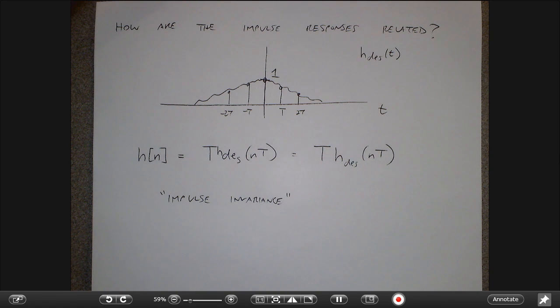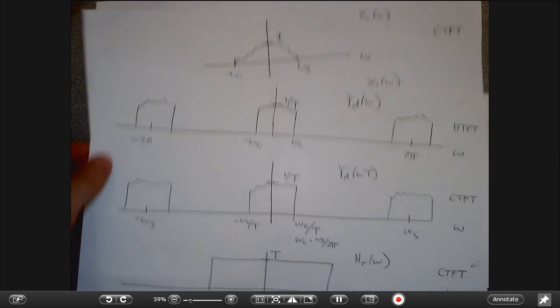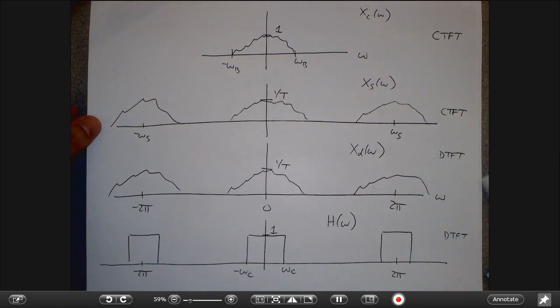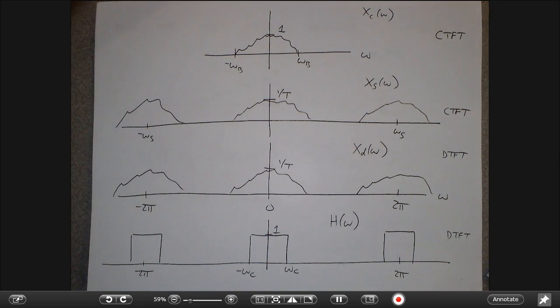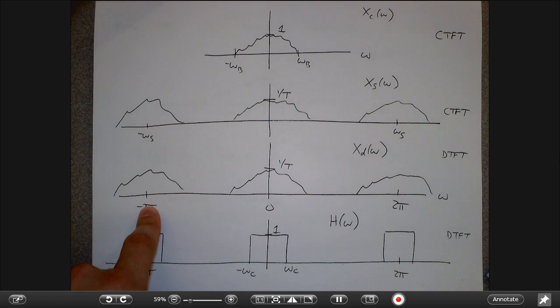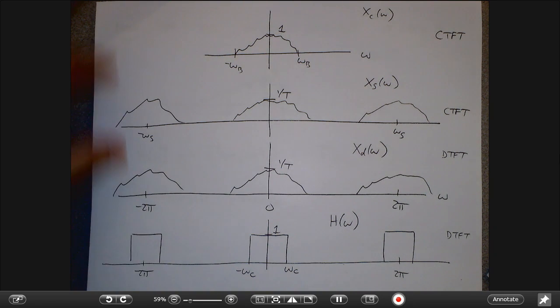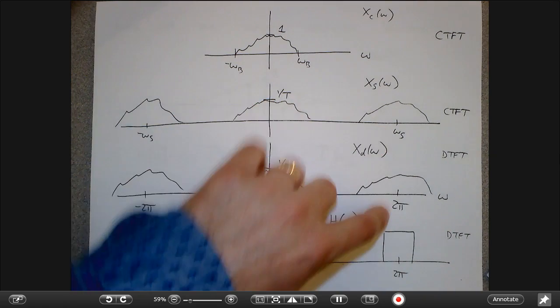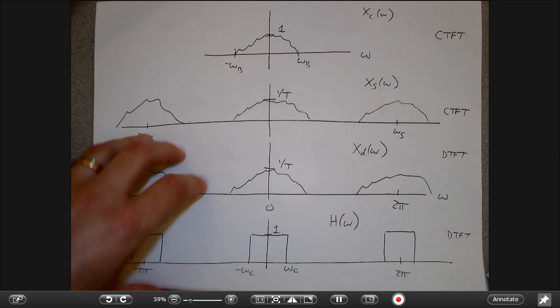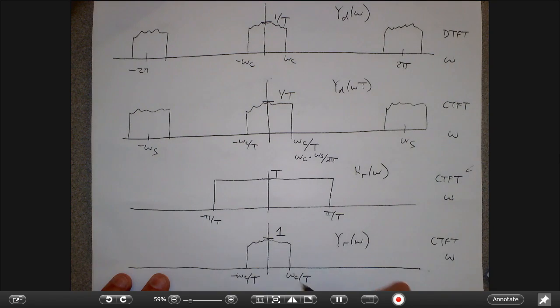I know there was a lot of math and a lot of pictures, but fundamentally, the main thing I want you to understand is this process of the graphs. If you understand this process, you'll be good. You should be able to immediately say: in the continuous time world, the copies occur at multiples of the sampling frequency. In the discrete time world, they occur at multiples of 2 pi. And if I'm doing a filter, I need to convert between the copies at omega s and the copies at 2 pi.